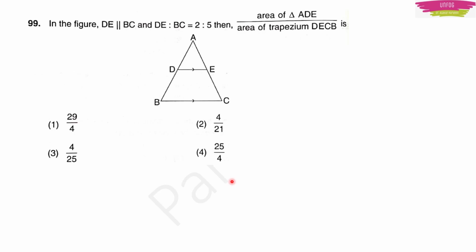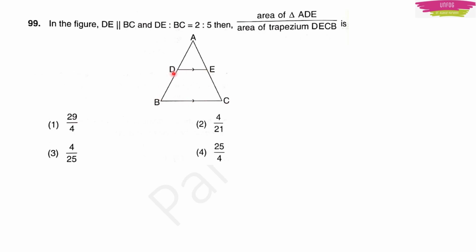Next, question number 99. In the figure, DE is parallel to BC and DE to BC is 2:5. Then the area of triangle ADE upon the area of trapezium DECB is? So this is also a little tricky question if you have not practiced, because they are telling you to find the area of triangle ADE, and upon the area of trapezium DECB.